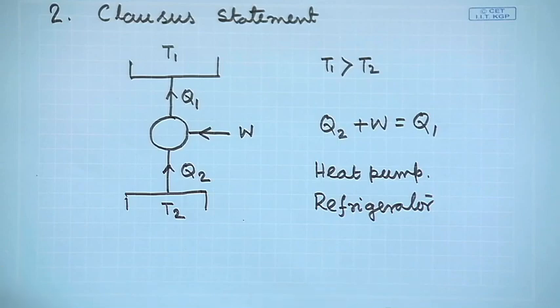So, this is Clausius statement, as Kelvin-Planck statement gave us a very important engineering device called heat engine. Here also we are getting an important engineering device. Depending on my choice, my preference of working of this device, I can call it either a refrigerator or a heat pump.